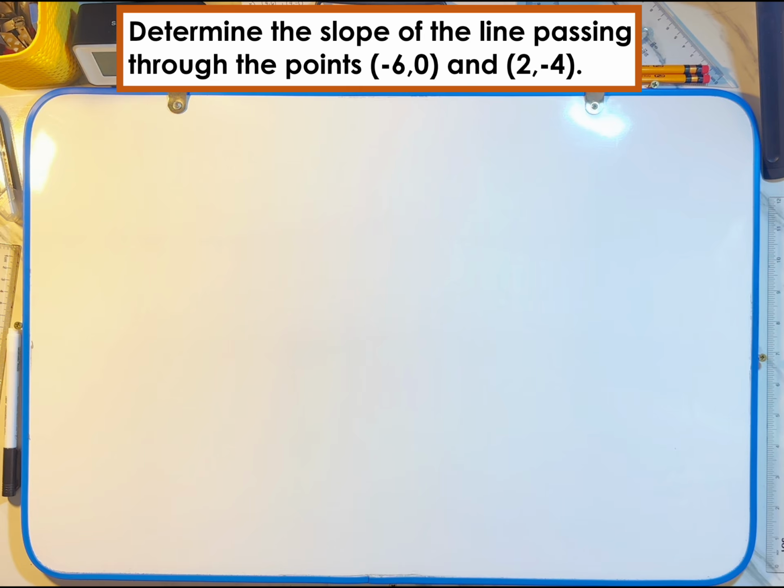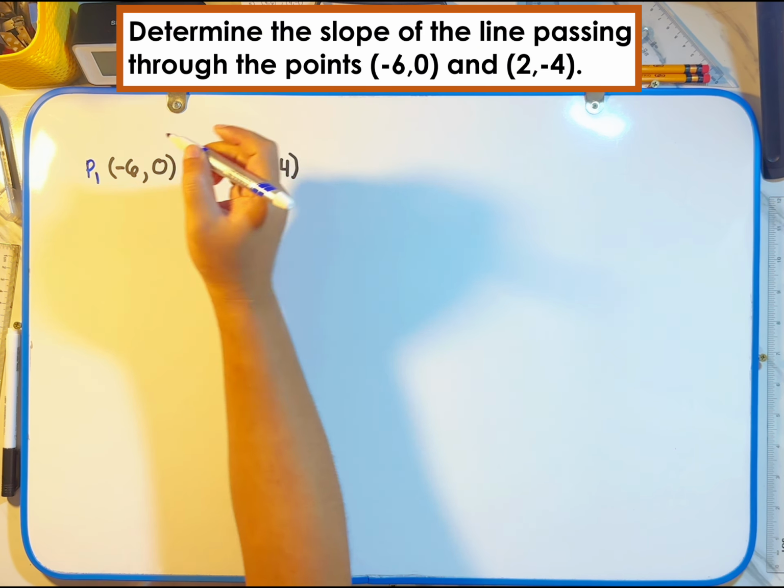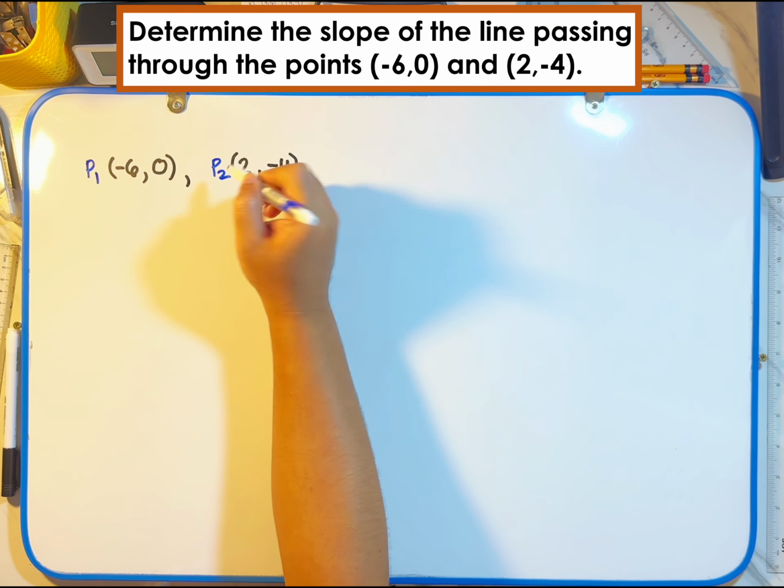Next, determine the slope of the line that passes through the points negative 6, 0, and 2, negative 4. Let me copy the points. Negative 6, 0, and the other point is 2, negative 4. Okay, first step again, let's put labels. Let's call this point 1. Let's call this point 2.